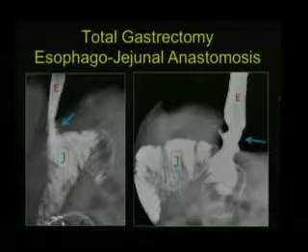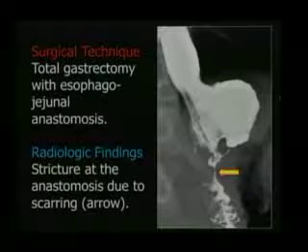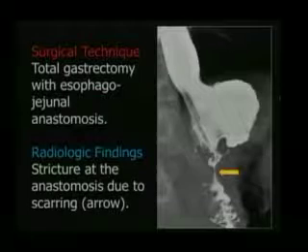And I will show you a few cases with complications. This is the last part. This is one of them. So you see the stomach here, okay, and you see a stricture here, okay? So you see how difficult it is for the contrast to go from the stomach into the small bowel, or the jejunum, okay? So stricture at the area of the anastomosis due to scarring.